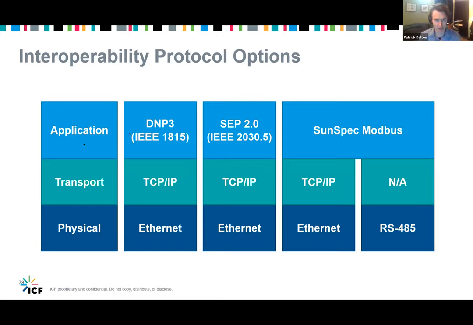That's the application layer, typically referred to as the protocol. There's a transport layer that's TCP/IP, kind of similar to internet protocol. And then the physical layer, what does that actual port look like? And it's an Ethernet port like you might see on your router or your modem at home.